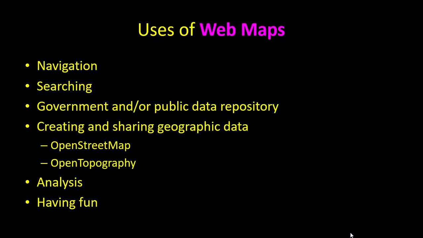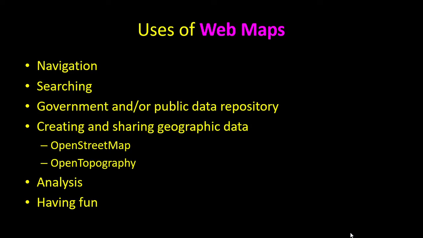Further, other aspects of web maps is creating and sharing data. And this is kind of cool, the whole open source idea, in which people are constantly creating and sharing geographic data via web maps. There are several examples of these, such as OpenStreetMap and OpenTopography. OpenStreetMap, OSM, is one you haven't used already. I highly suggest going there and perusing.